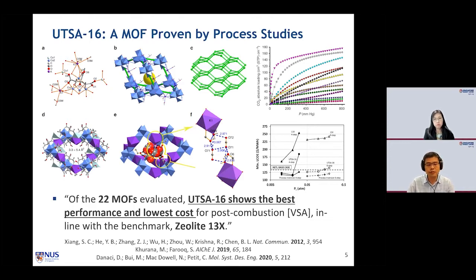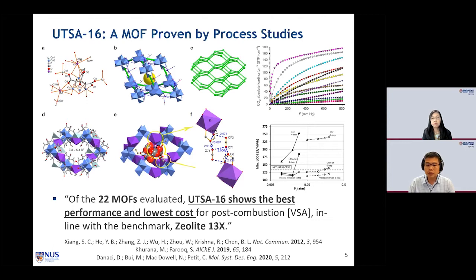So if you look at this MOF, structure-wise, the organic ligand is citric acid. Citric acid is very cheap. It's been widely used as a food additive and has been produced many tons every year. So the cost of the starting material is very low. And the performance, if you look at, this is the vacuum swing adsorption based performance. This is regeneration temperature, and this is the cost of the CO2 capture. So you can see these are the projected costs to capture for zeolite, and these are for UTSA-16. So you can see that in principle, this material can be a very interesting adsorbent for CO2 capture. However, the original UTSA-16 was reported with cobalt as the metal component.